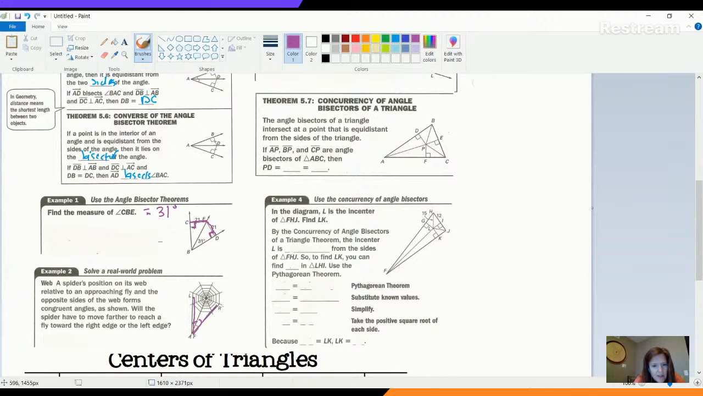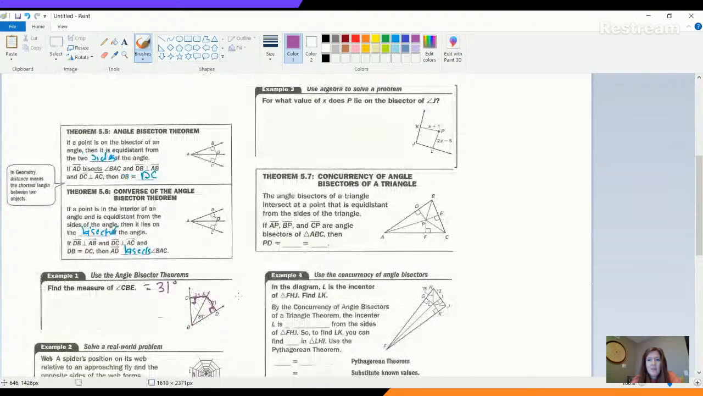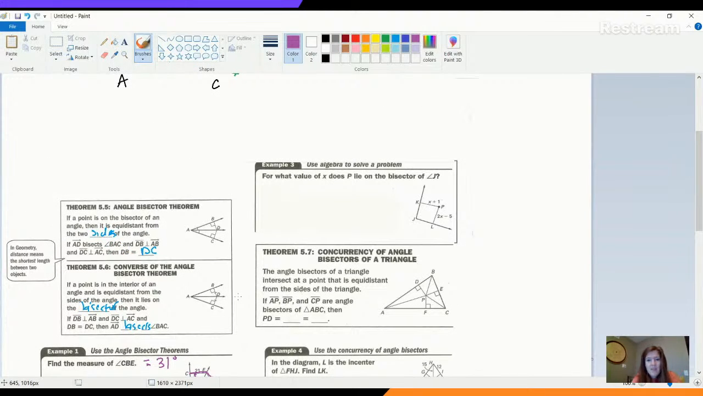So if you look at what's going on in this picture, and we would actually draw from the spider to each side, we know it's an angle bisector, then will it have to move further to the left or the right? And the answer is it'll be the same distance if it moves to the left or the right, because that spider is going to have to move equidistant to get to either side. Hopefully I explained that pretty well. That's pretty intuitive, right? Okay, and then one more.